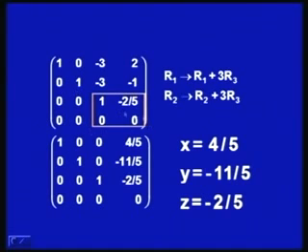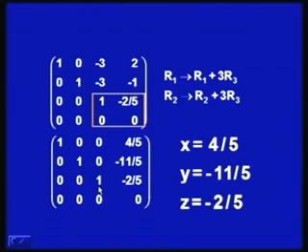Now, in this submatrix, I apply R1 is R1 plus 3 R3, so that this will become 0, and R2 is R2 plus 3 R3, so that this becomes 0. So, after applying these two operations, I will have this echelon form. This is the coefficient matrix, this is the right hand side.